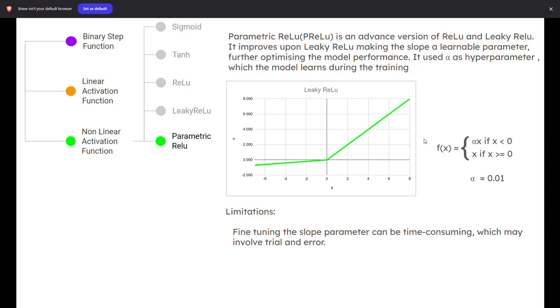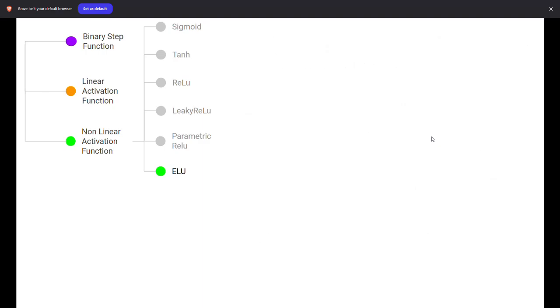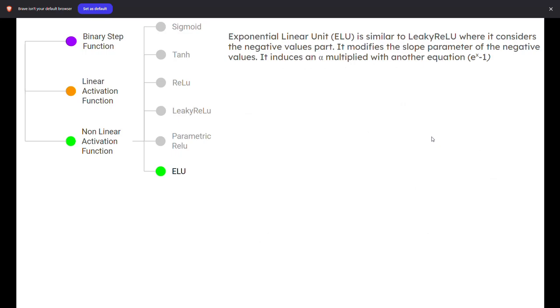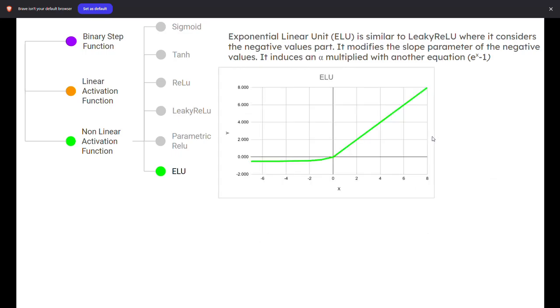After parametric ReLU, we have next ELU, exponential linear unit. So exponential linear unit is very much similar to the leaky ReLU, where in the exponential linear unit, you see that it considers the negative part. The negative part becomes a bit smoother. So it's mainly focused on considering the negative slope.